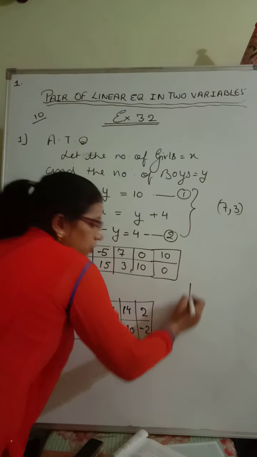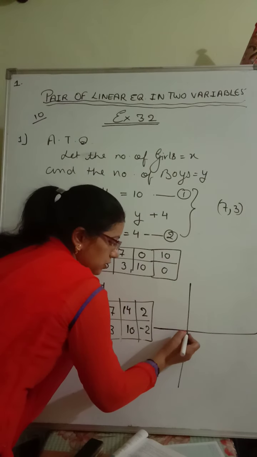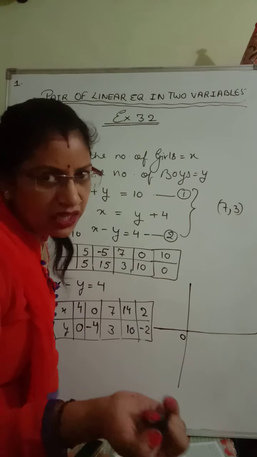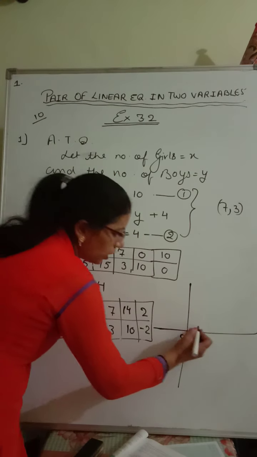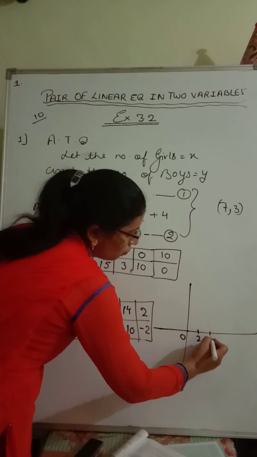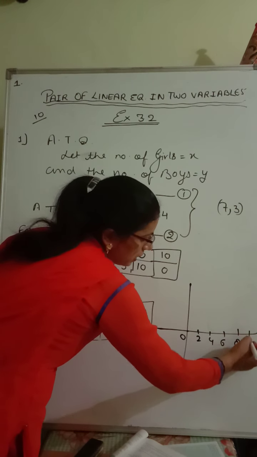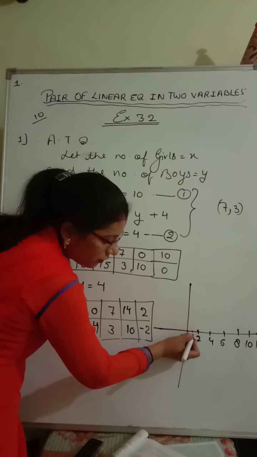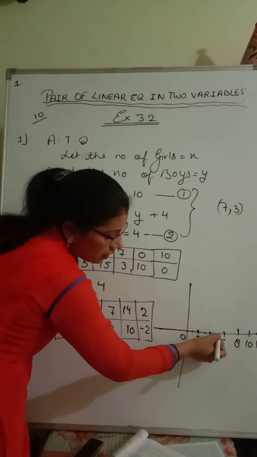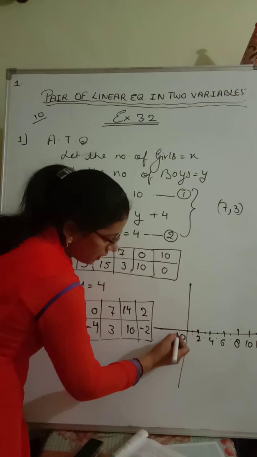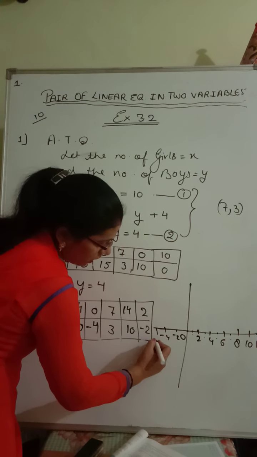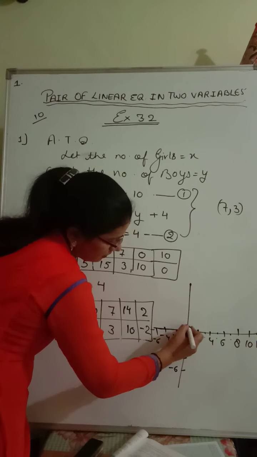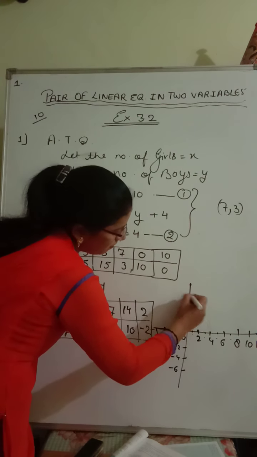How will you draw? You will just take points. 0, 1, 2, 3, 4, 5, 6, 7, 8, 9, 10. Like this you can take, and you can take like this also: 2, 4, 6, 8, 10, 12, 14. So here 1 will be there, half of it. Here 3, here 5, here 7. Minus 2, minus 4, minus 6, and so on; plus 2, plus 4, plus 6, plus 8.